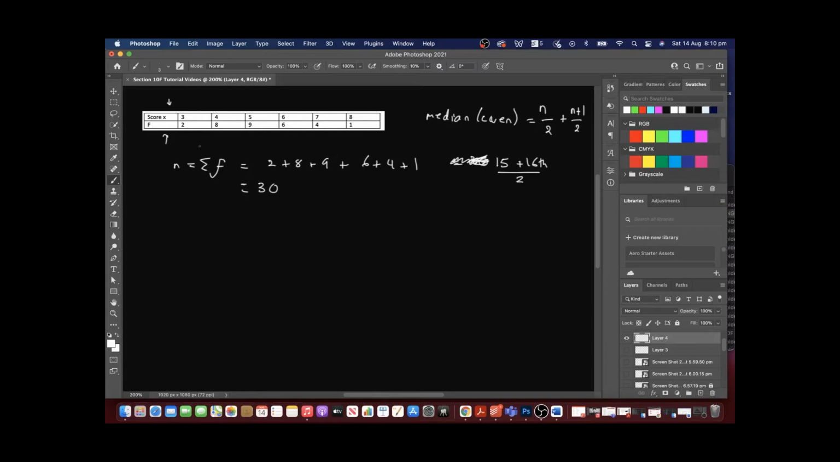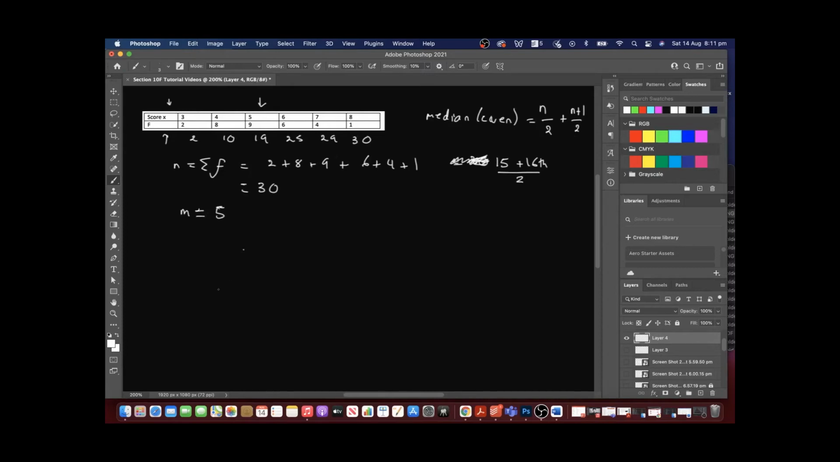This is where it would be helpful to have a cumulative frequency going on. So let's just do that now: 2, 10, 19, 25, 29, and 30. So if we're looking for our 15th and our 16th value, they're both going to be inside this range here. And if they're both inside that range, then adding 5 and 5 together and dividing by 2 is just going to work out to be 5. So our median is going to be equal to 5.